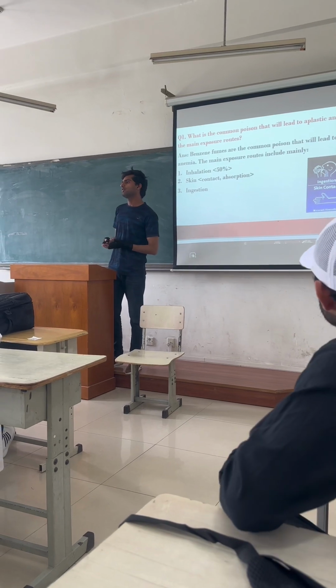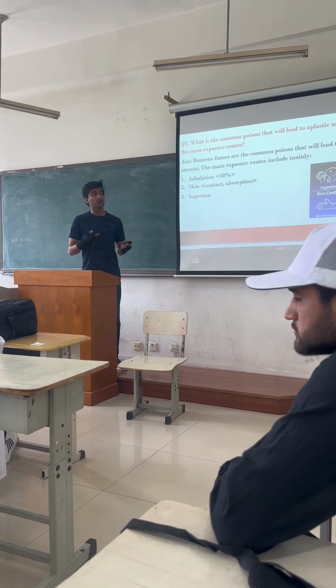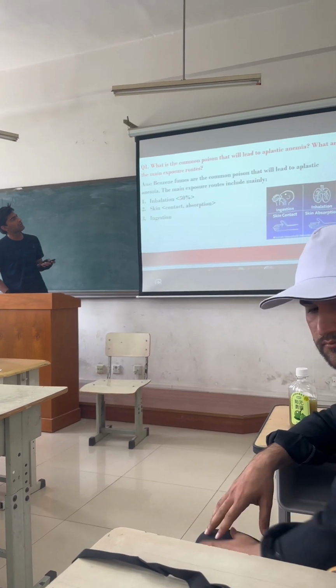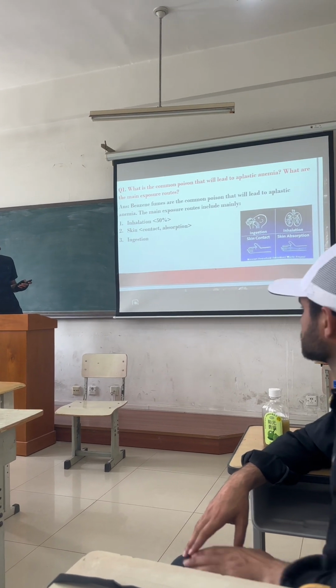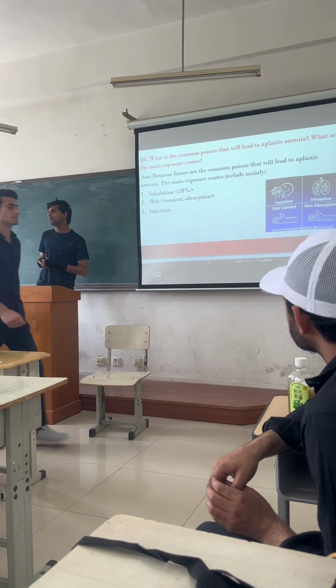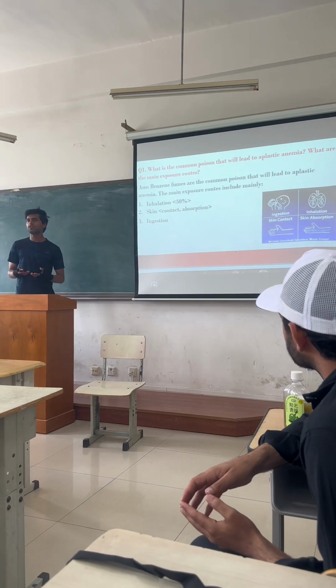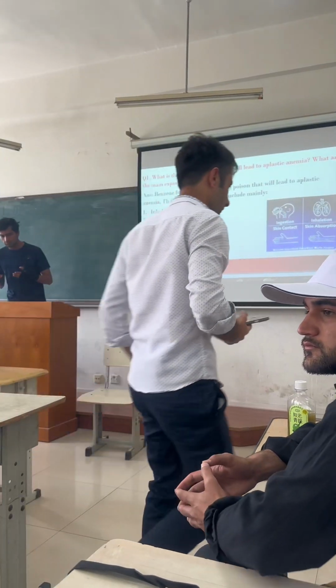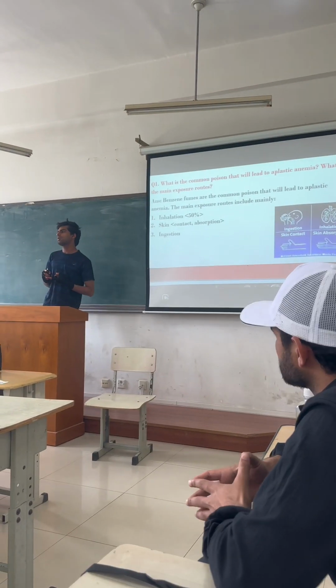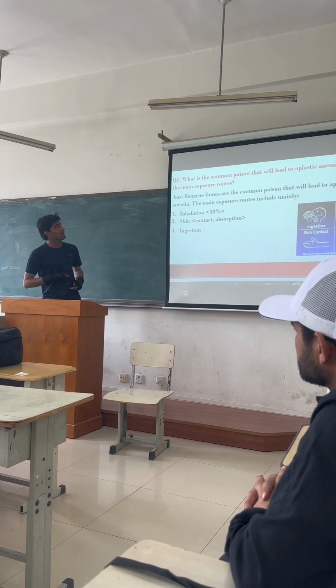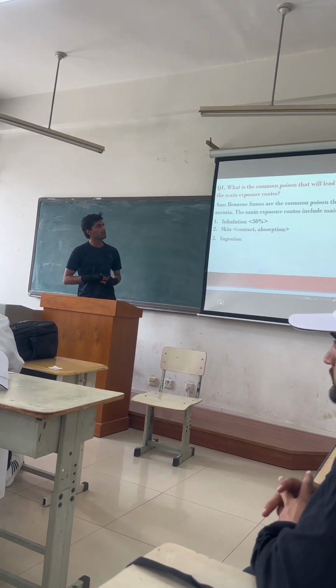I will explain the first 5 questions, so I will start with this question. What is a common poison that will lead to aplastic anemia? What are the main exposure routes? Aplastic anemia. Anemia, what is anemia? It is an abnormal amount of red blood cells. Benzene fumes are the common poison that will lead to aplastic anemia.